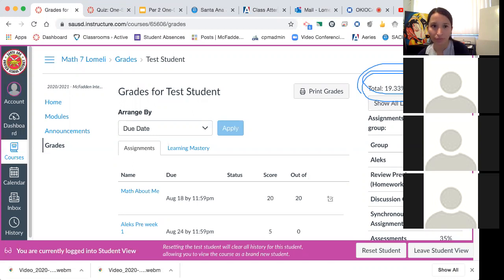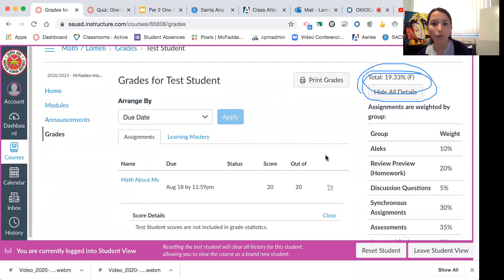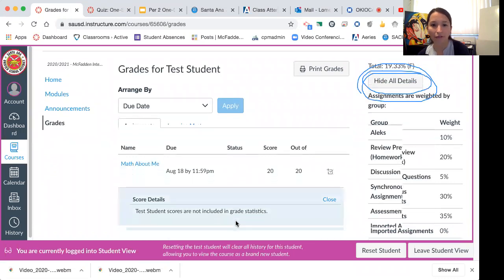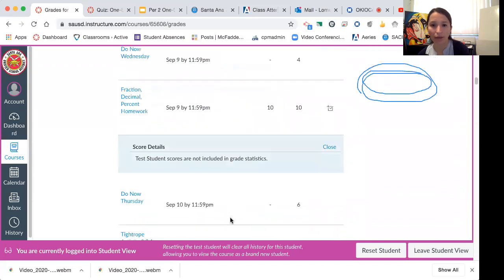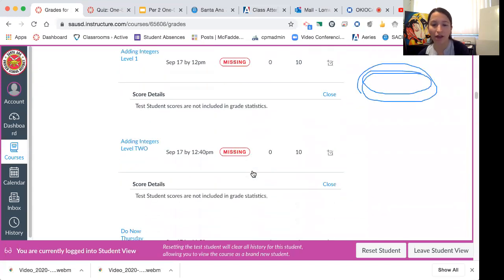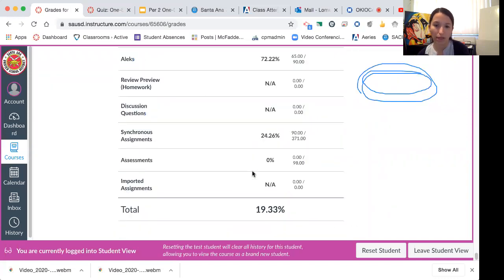What I discovered today, which was pretty cool, is if you click on show all details right here, it will bring up all the comments I've ever written to you. Instead of clicking one by one, it shows you all of them. And if you go all the way to the bottom, it'll show you your grade again and then your breakdown.